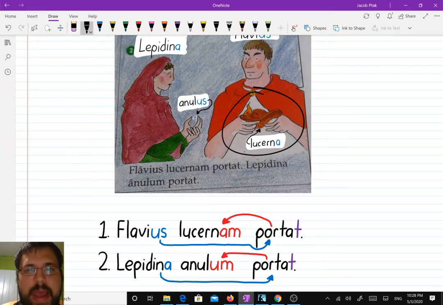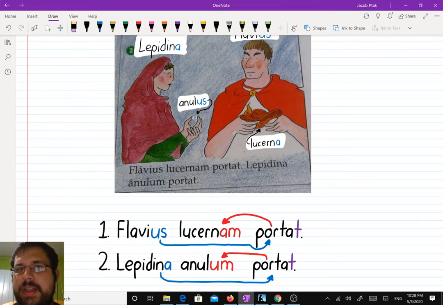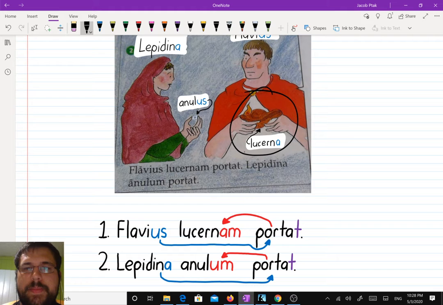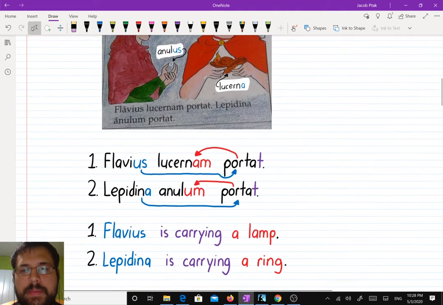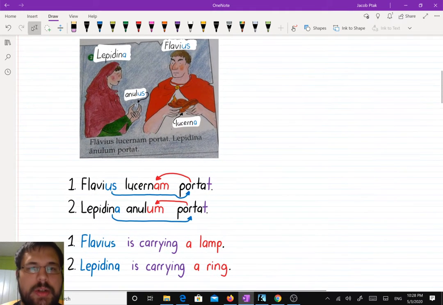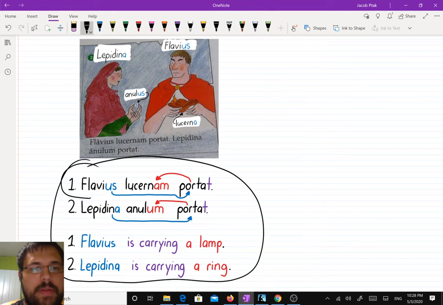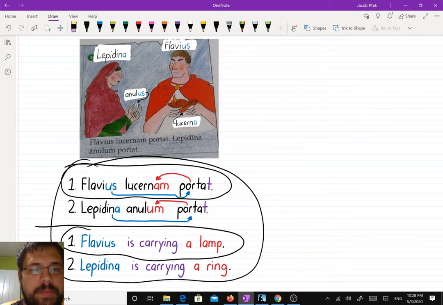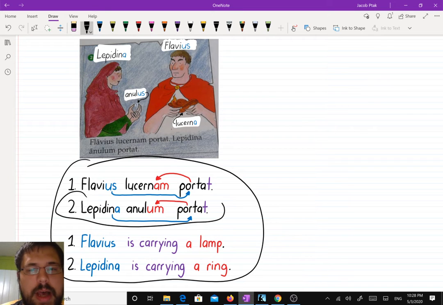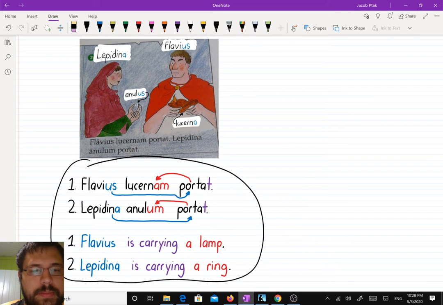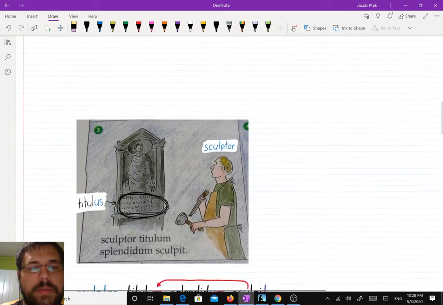Now, you probably can't tell what that is just by looking at it. Maybe you've seen it in some movies or something like that, but it's not something you'll see every day. It's a lamp, almost like the kind of lamp you would rub and a genie pops out, that sort of thing. So, here's your translations of the two sentences. We have number 1, Flavius lucernam portat. Flavius is carrying a lamp. We have Lepidina annulum portat. Lepidina is carrying a ring. All right, awesome. Moving on.